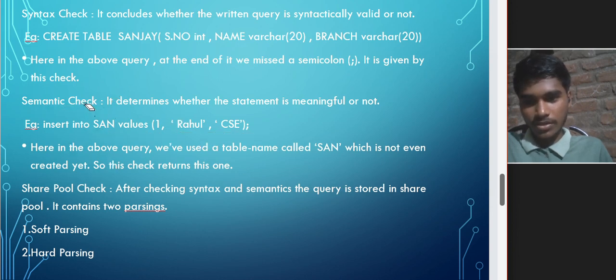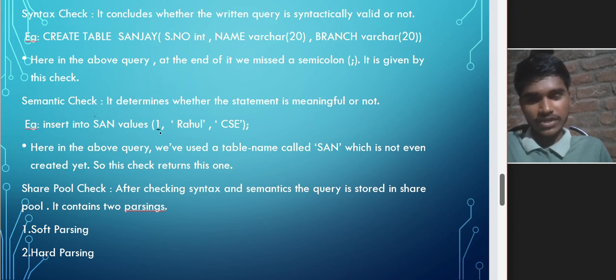Parser means we are also not parsing or translating. So we have two types of parsing. First one is soft parsing and second one is hard parsing. What is soft parsing? What is hard parsing? Let me explain what is soft and what is hard.